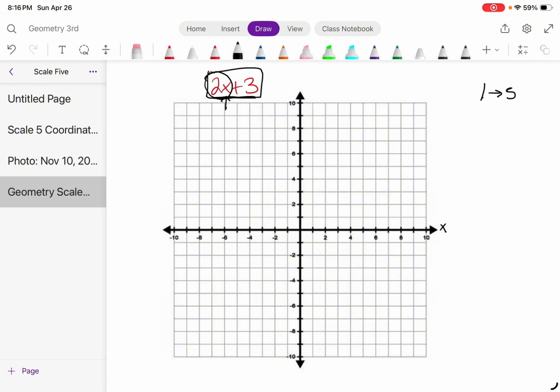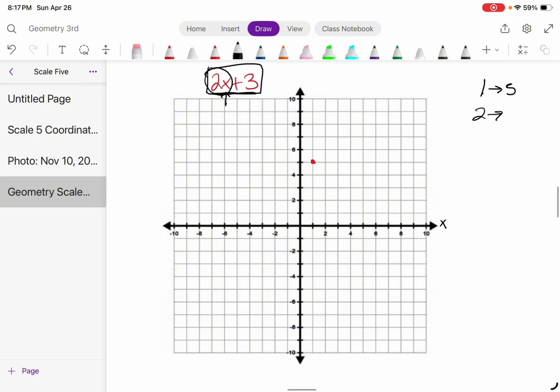So on a graph, this is represented by a single point. Again, these are the numbers I put in. So I'm going to go over to 1, where 1's located, which is right here. And I know that when I put a 1 in, I get a 5. So we go over to 1, and whatever number I get out, I go up or down to that number. If I get a negative, I would go down. We continue doing this. If I put in a 2, I have 2 times 2 plus 3, which is 7. So again, I put a dot, I go over to what I put in, and I go up to whatever I got. So when I put in a 2, I get a 7.